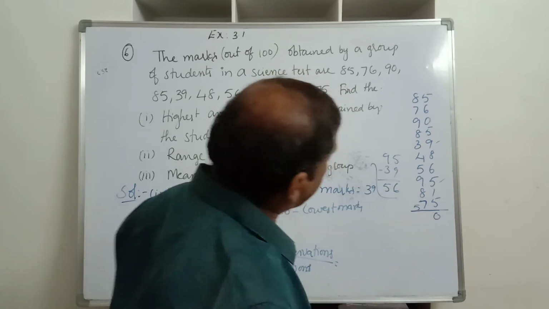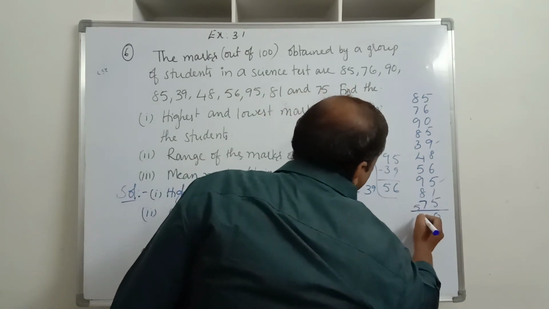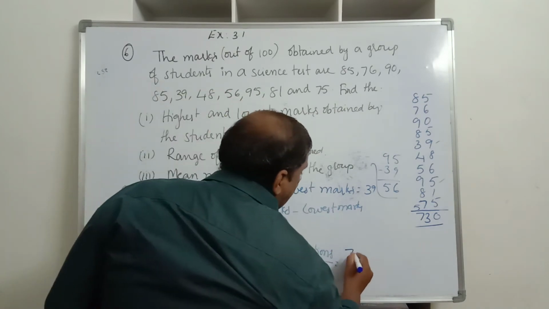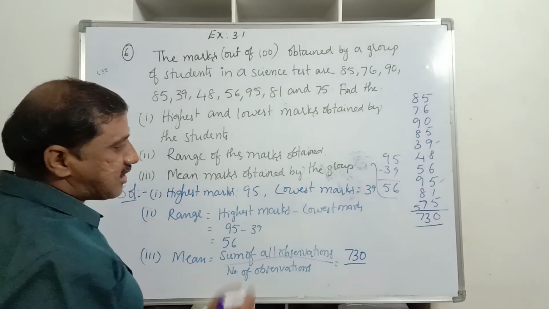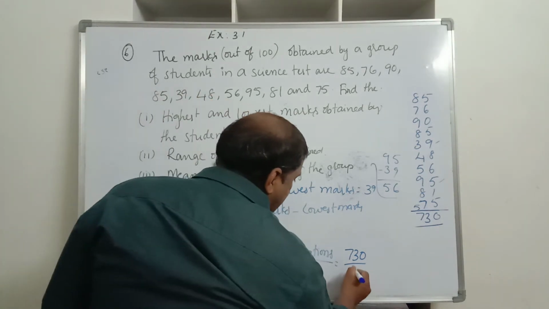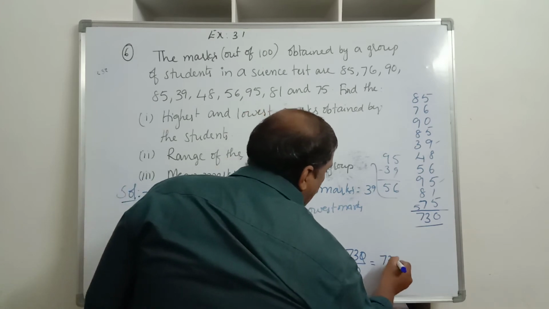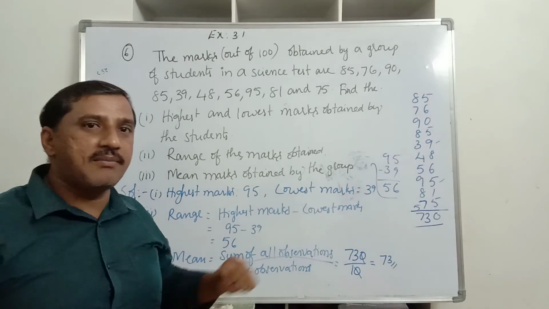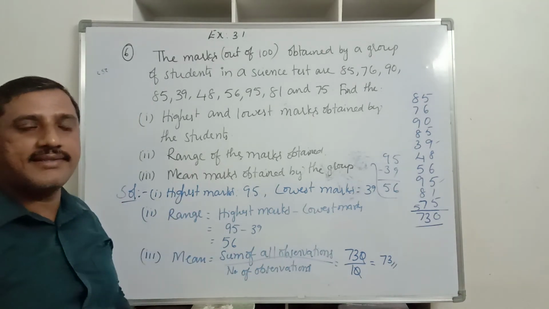78, 78 plus 5 it is 73. So total sum, how much will we get? It is 730. 730 divided by the number of observations, which means the number of students, 10. That will give us 73. Therefore the mean marks obtained is equal to what? It is 73. The mean marks obtained is equal to 73. Is it clear, children? Yes.